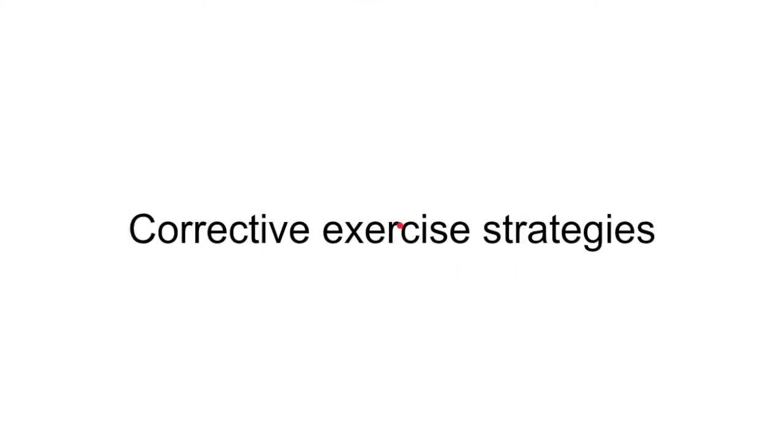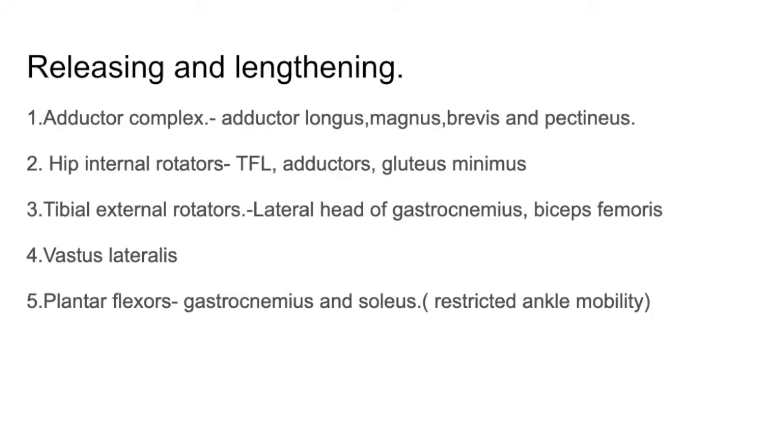Now, the corrective exercise strategies for the overhead squat assessment when the knee goes into valgus. Firstly, you should always release and lengthen the overactive muscles. These overactive muscles will go into shortening, but remember they are not necessarily strong. Here the release and lengthening should be carried out for the adductor complex, hip internal rotators, tibial external rotators, vastus lateralis, and the plantar flexors.